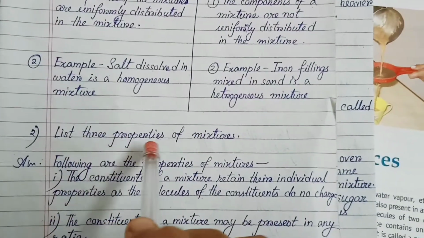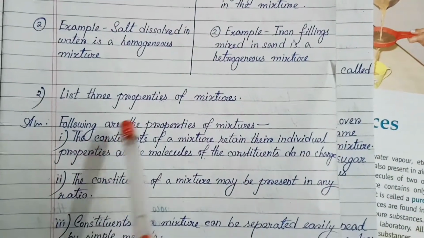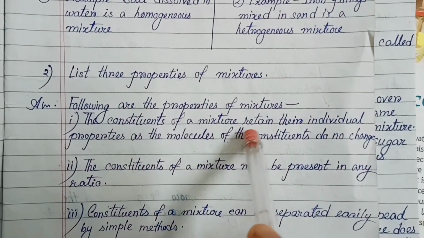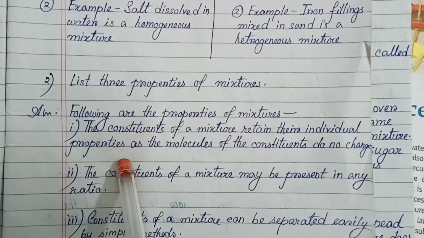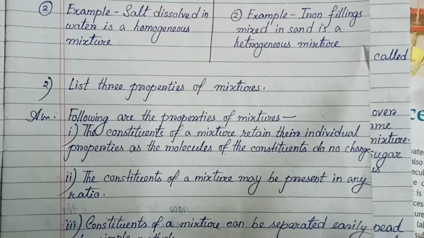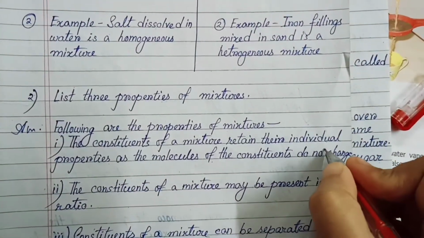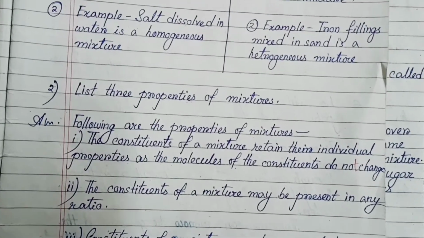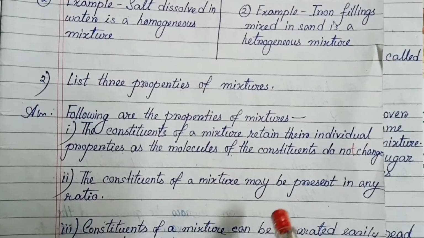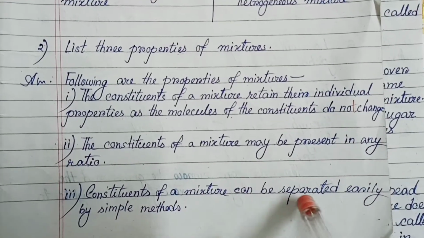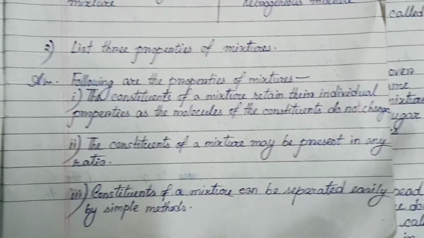List 3 properties of mixtures. Following are the properties of mixtures. Number 1. The constituents of a mixture retain their individual properties as the molecules of the constituents do not change. Number 2. The constituents of a mixture may be present in any ratio. Number 3. Constituents of a mixture can be separated easily by simple methods.